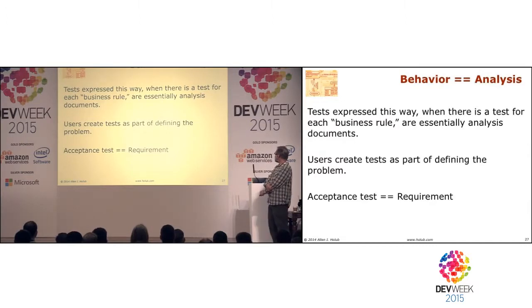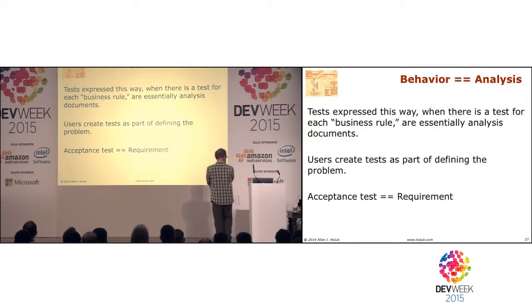So by doing that, I'm doing a kind of analysis. I'm trying to decide what the behavior should be for this object. Exactly how should the object behave? Not only is it a kind of analysis, but the tests now can be created by the users, effectively, as a way of describing the problem. Is everyone with me here?